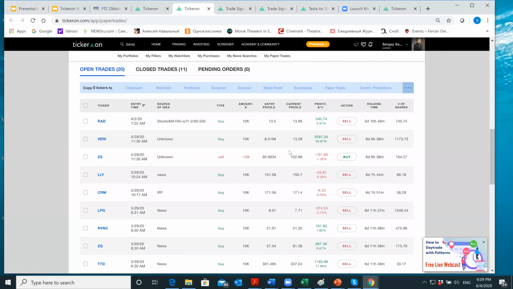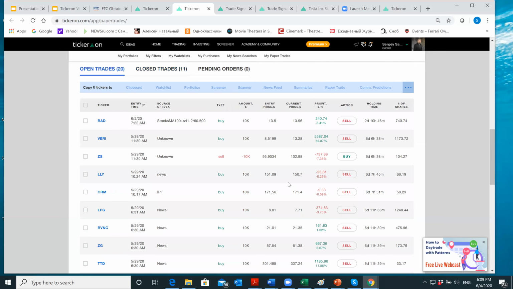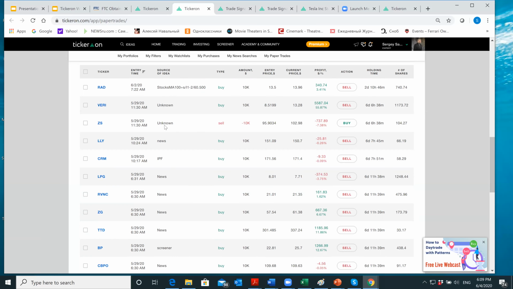Let's look at how this is organized. These are the open trades. These are the closed trades. So these trades are closed. This one I can close. What it means is it was bought, and on 10,000 it was the entry price. This is the current price. This is the profit, and I can sell. And this is the holding time. This is the number of shares in this column that I bought out of 10,000. So that means we are not calculating anything else, we're calculating shares out of 10,000.